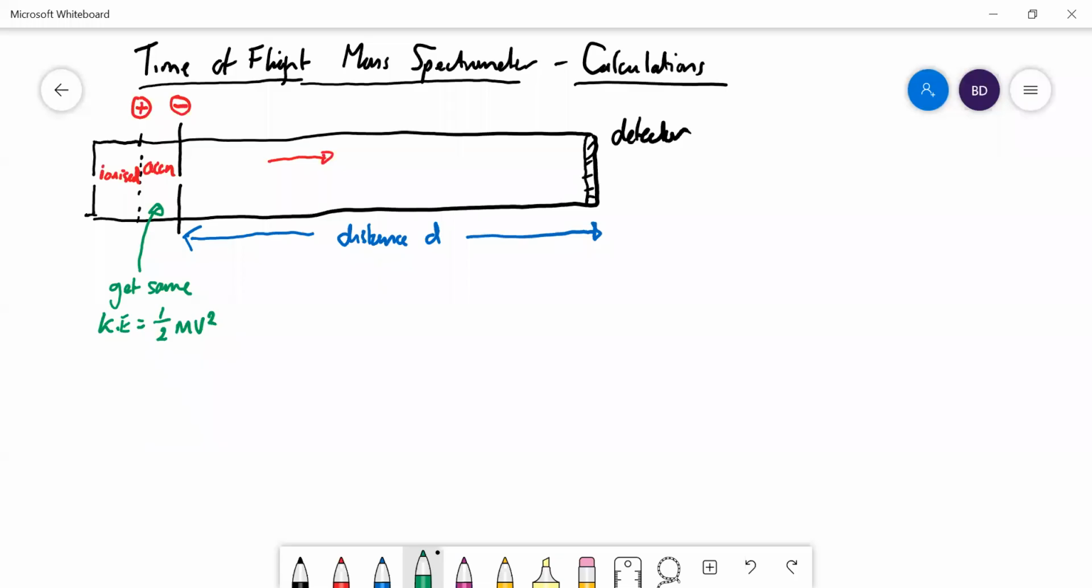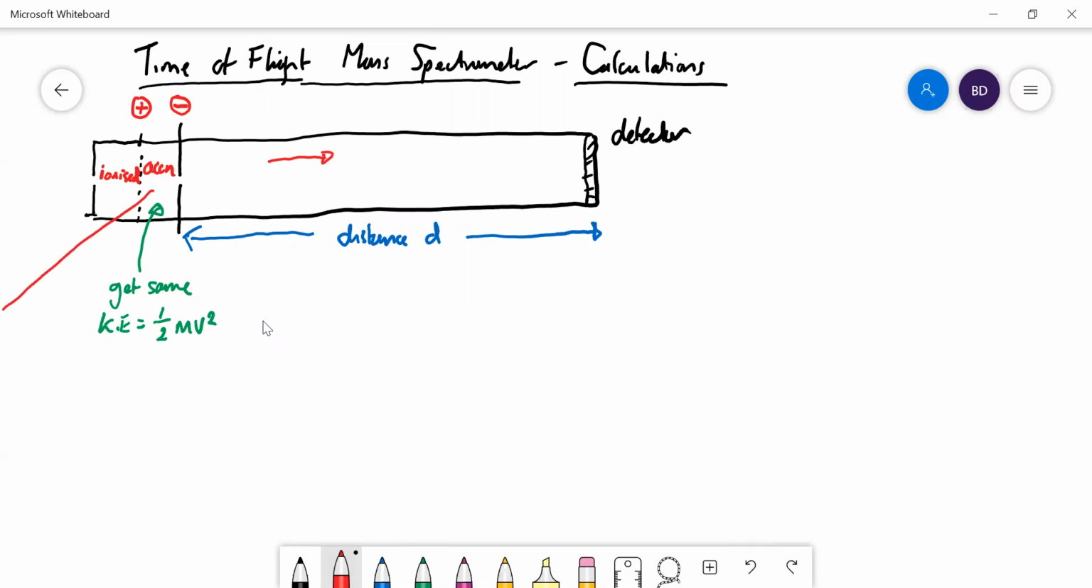Okay, so we've done how the time of flight mass spectrometer works. Now we're going to do some calculations on it. This is our mass spectrometer tube here. Ionization occurs there, so the positive ions are formed in that chamber, and then they are accelerated here.